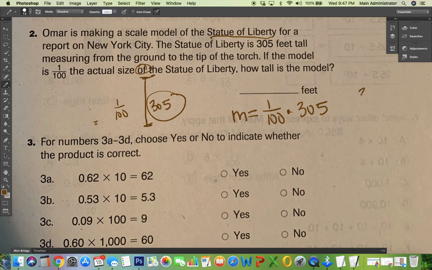So that would give me 305 over 100. And so I could divide, or I could also see that this is out of 100, and if I have 2 zeros, I could move my decimal over 2 spaces. So when I don't see a decimal in 305, that means it's at the end, and I would move it over 2 spaces. 1, 2, so I'd get 3.05.